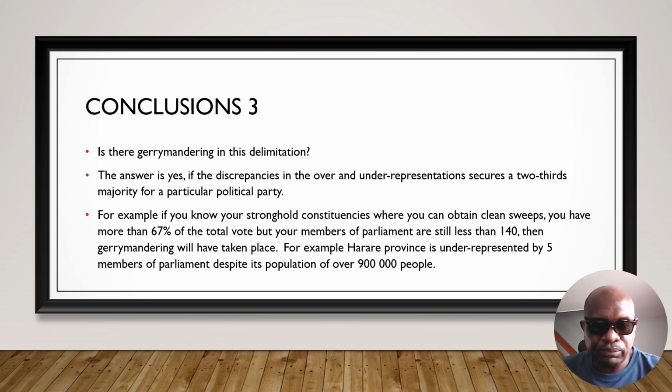For example, if you look at Harare province, it is underrepresented by 5 members of parliament, despite the population of over 900,000 people.